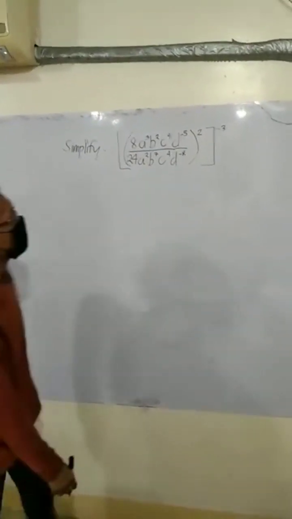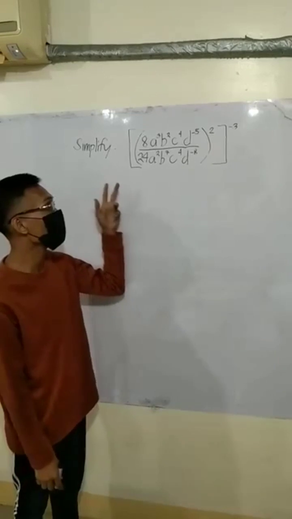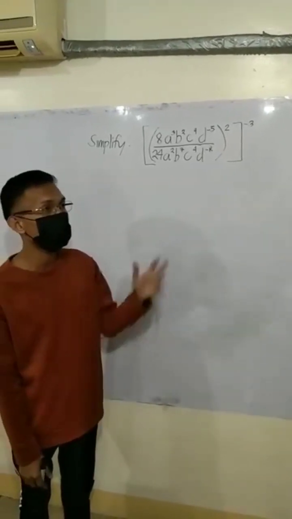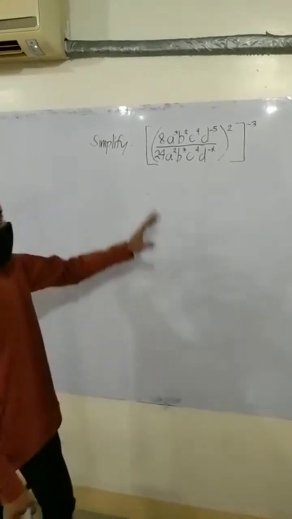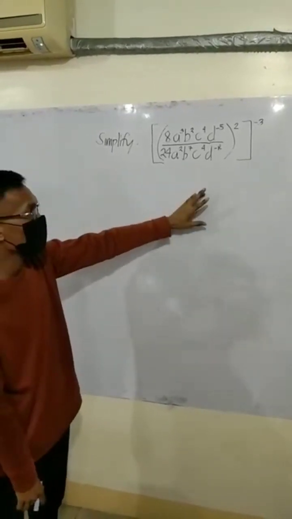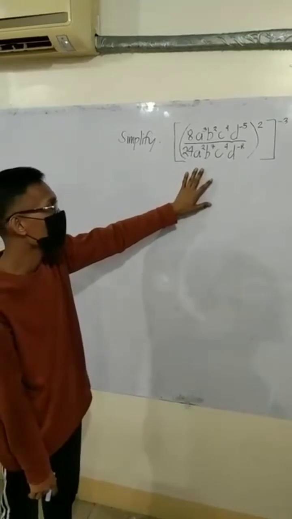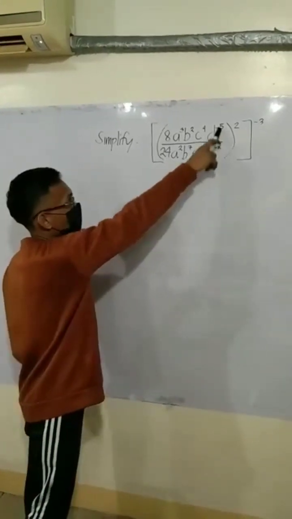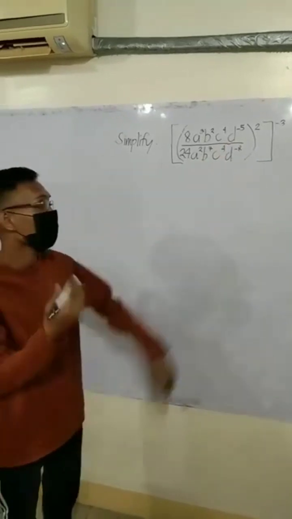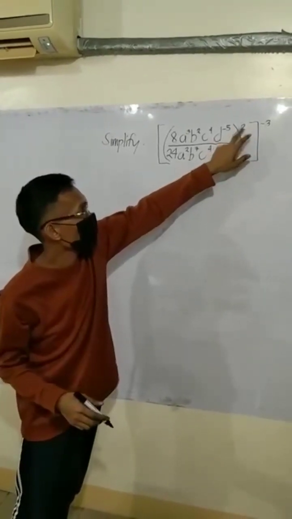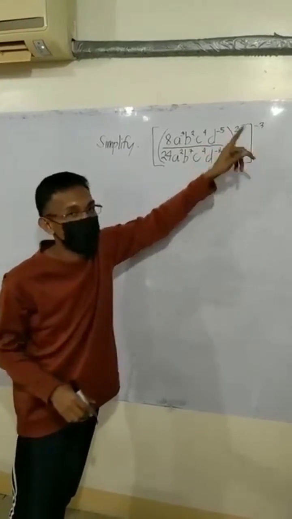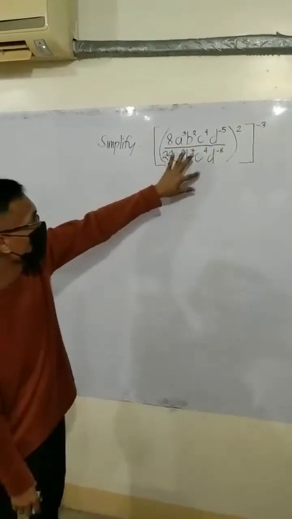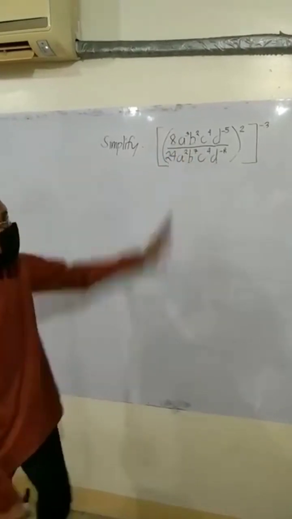Our task for today is to simplify this rational expression by applying the laws of exponents, the different laws of exponents. There are actually different ways to solve this, but our strategy is to simplify first the rational expression inside the parentheses, and then we're just going to distribute this exponent 2 and this exponent -3. So in order for us to simplify this, let's simplify the inner expression first.